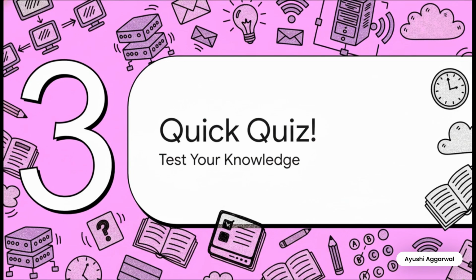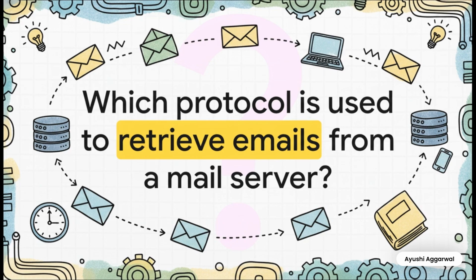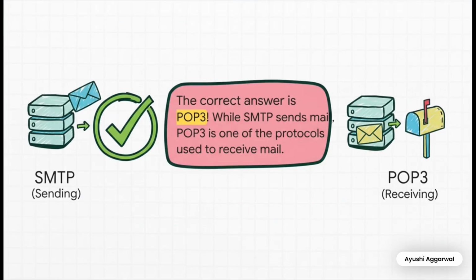All right, let's see how much you've learned. Here are a few quick questions, exactly like the kind you might see in your exams. Take a moment to think it over. We'll look at the answer on the next slide. The right answer is POP3. Remember, SMTP sends mail, but to receive mail, we use protocols like POP3 and IMAP. POP3 specifically downloads the mail from the server onto your device.